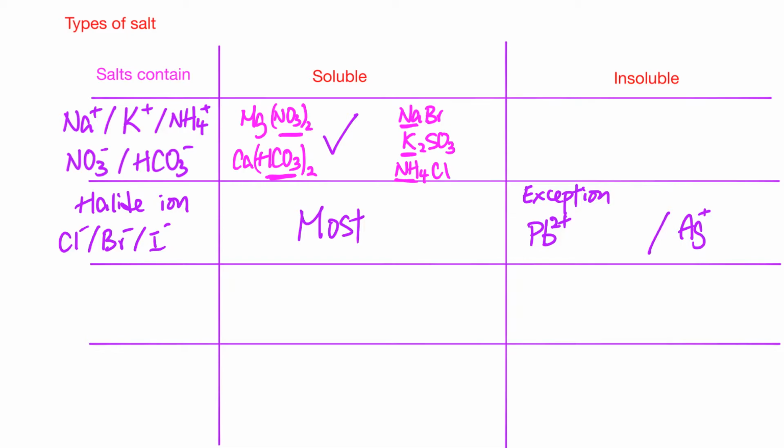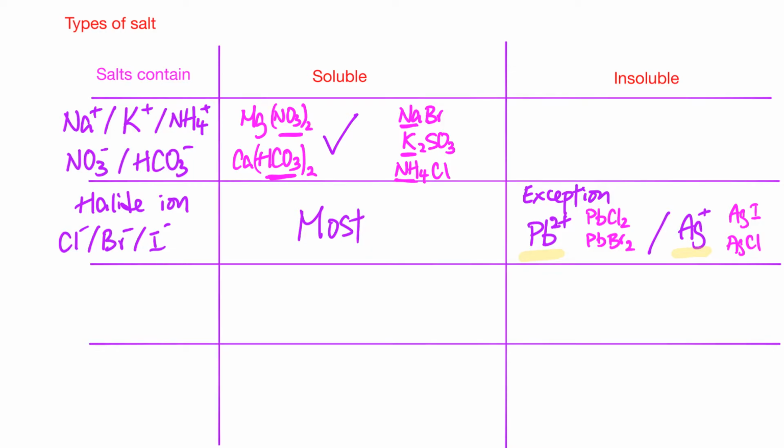Say for example, we have PbCl2, PbBr2. These are insoluble. For example, like AgI, AgCl. These are also insoluble. So most of the halide ions should be soluble, except when they see Pb2+, the lead(II) ion, and also combine with the silver ion, they will then become insoluble.